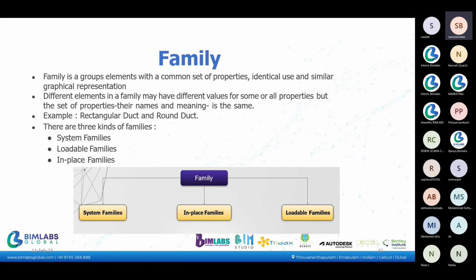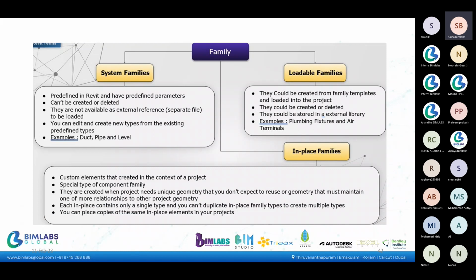Next one is family. Family is a group of elements with a common set of properties, identical use and similar graphical representation. In Revit, there are three types of families available. First one is system family. Next one is loadable family. And third one is in-place family. The difference between the three families is clearly demonstrated here.